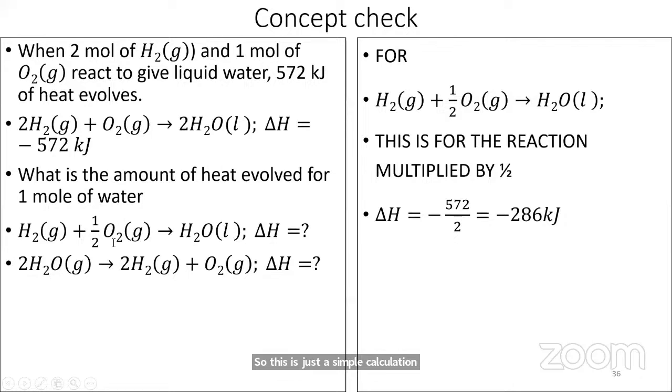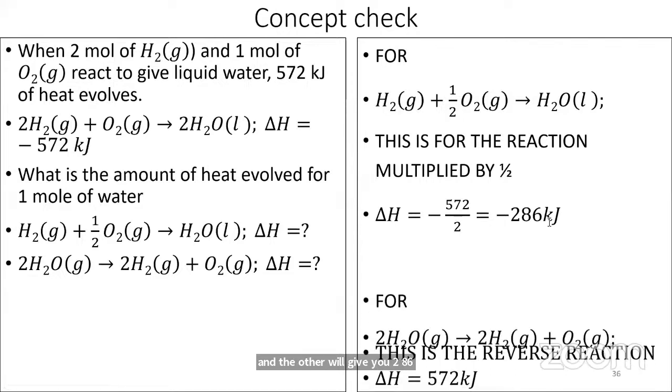So chemically, what it means is that 1 mole of hydrogen reacting with 1 mole of oxygen will give you 1 mole of water, because here we have 2 to 1 giving us 2. So by the equation, you can actually solve this calculation. And also, you can just divide by 2, and that will give you 286 kilojoules.